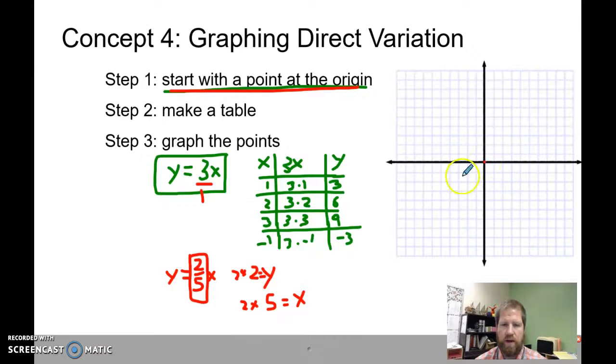We can say, okay, I have 2 over 5. 2 is my rise, so I can come up 1, 2. 5 is my run, go over 1, 2, 3, 4, 5. So 5, 2. I can do that again. 1, 2, 3, 4, 5 over, 2 up. I can do the same thing going this way. 2 down, 5 to the negative side.